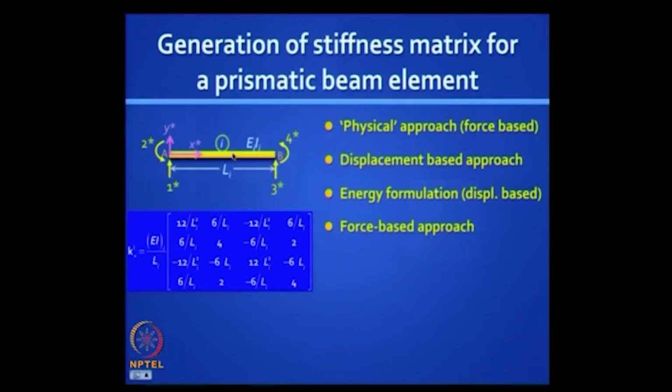What is the value of the chord rotation? Chord rotation is only joining the 2 ends with a straight line. That is the meaning of chord. You are right, flexural rotation is 0, chord rotation, so it is 1 by L.